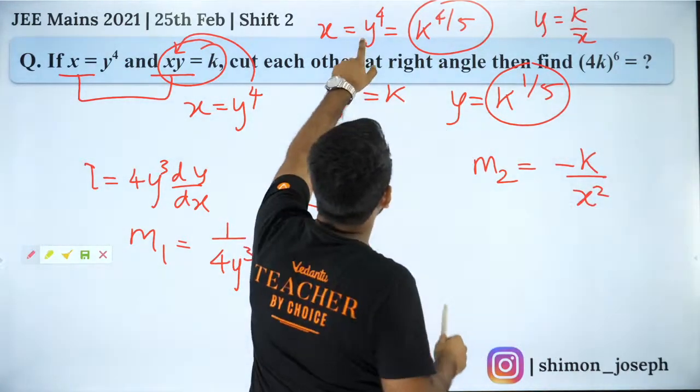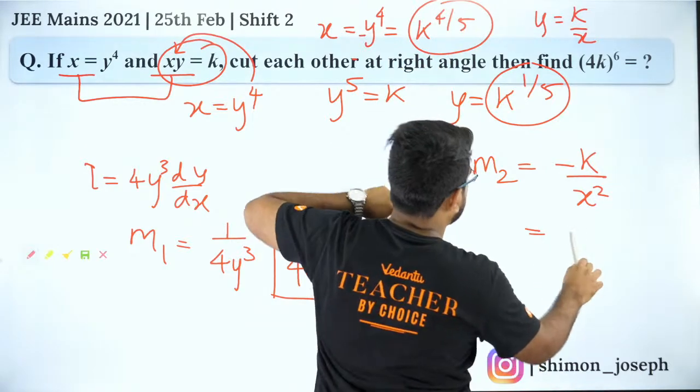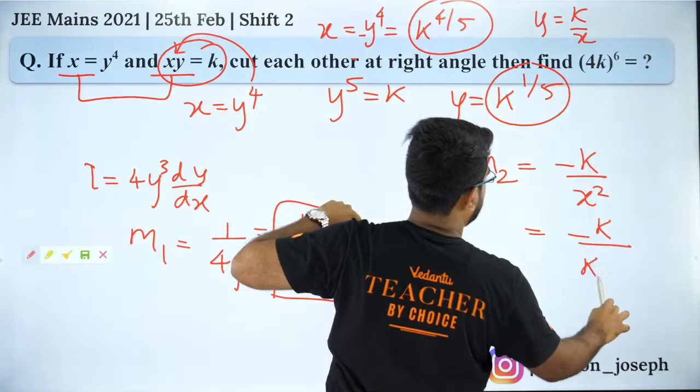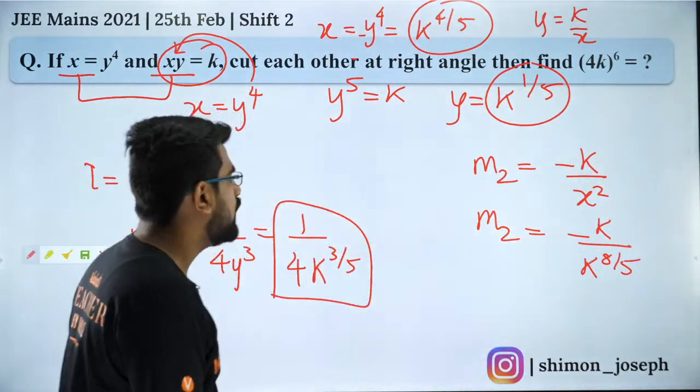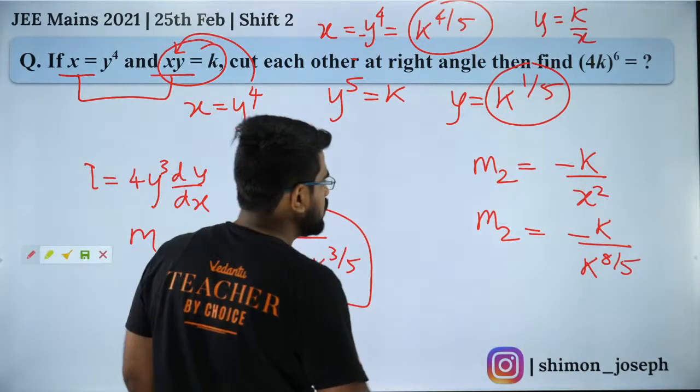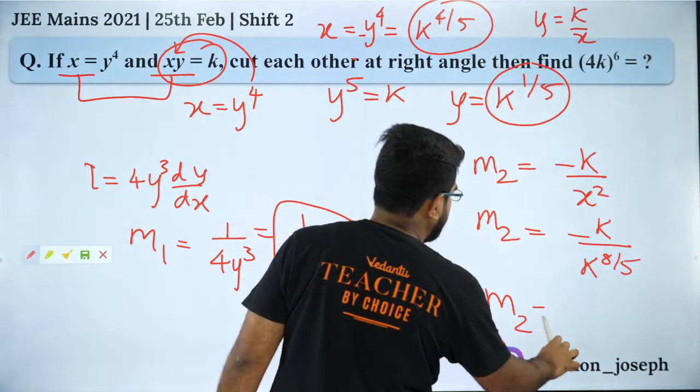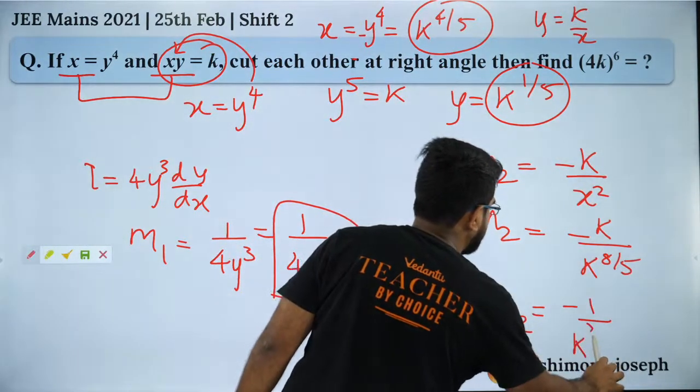And I need to find out this value of x, right? So that is where I made a mistake. So let me do it. So k to the power 8 by 5. So that is your m2. Are you all clear with it? So what will be your m2? Your m2 will be minus 1 by k to the power 3 by 5.